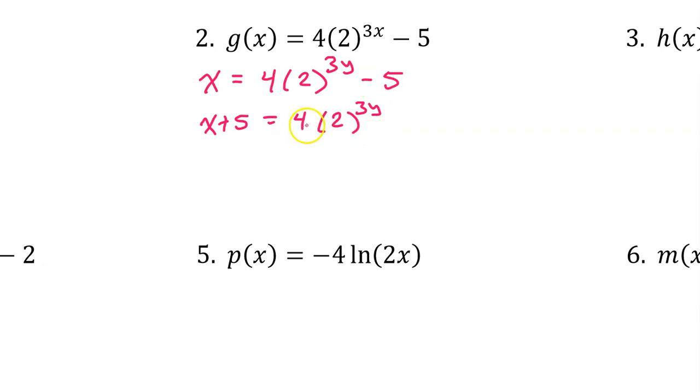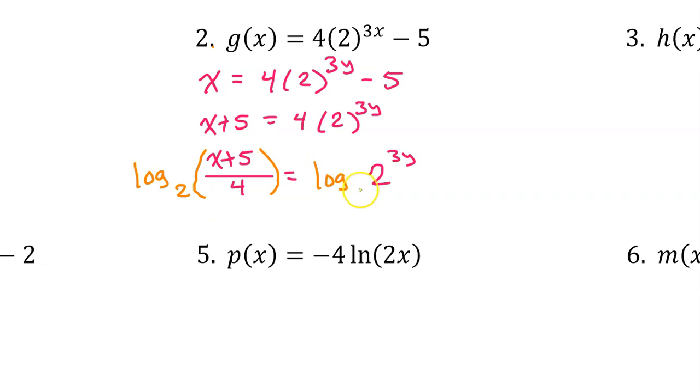Next, let's divide both sides by 4. So that gives x plus 5 over 4 is equal to 2 to the 3y power. I'm going to move this over to the right a little bit because I can get rid of the base 2 by doing the log base 2 on both sides of this equation. So on the left side, I'm going to have the log base 2 of x plus 5 over 4. And on the right hand side, I'm going to have the log base 2 of 2 to the 3y.